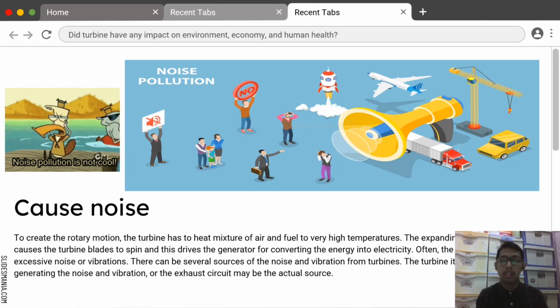This is a very common impact of turbine, that is creating noise. So this is one of the disadvantages of using turbine. We need to use earmuffs to protect our ears.